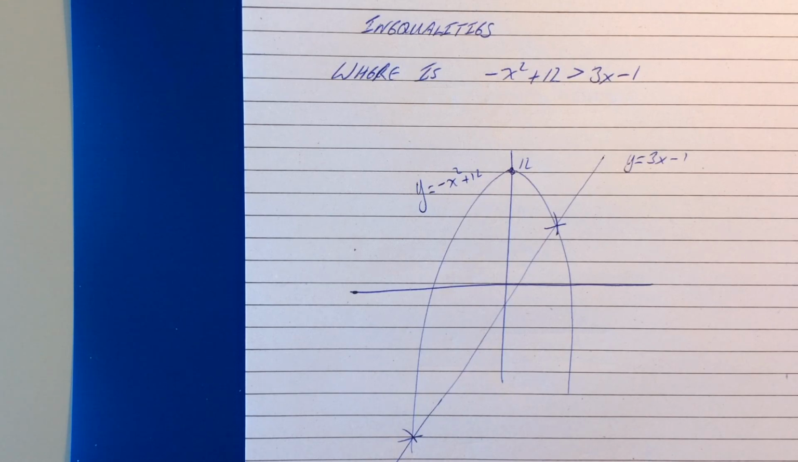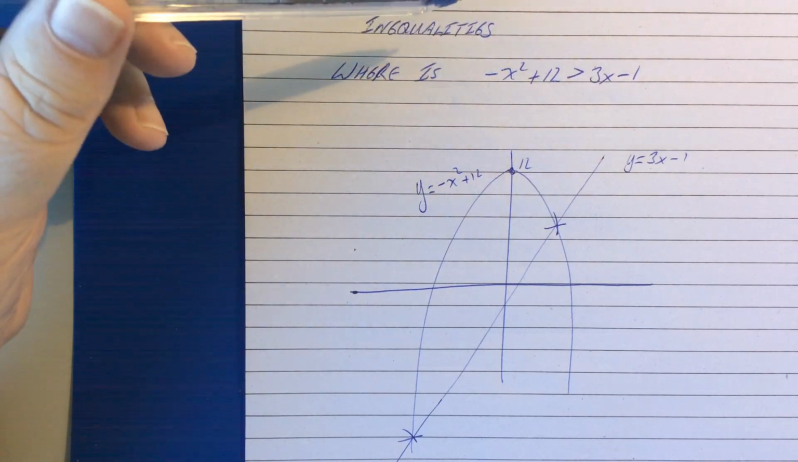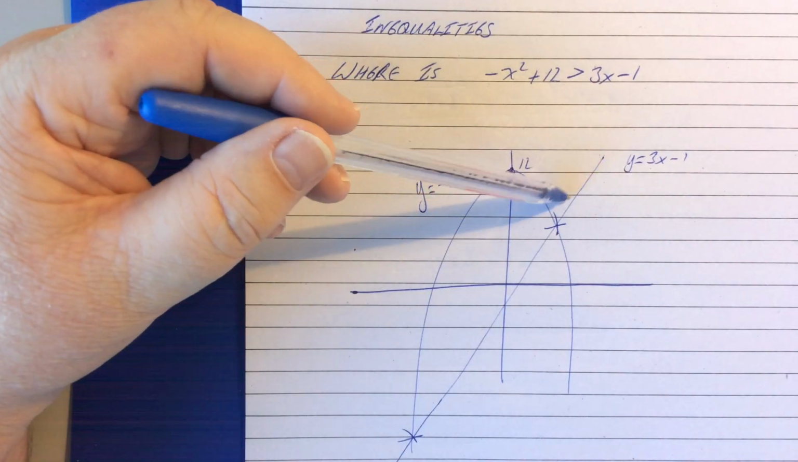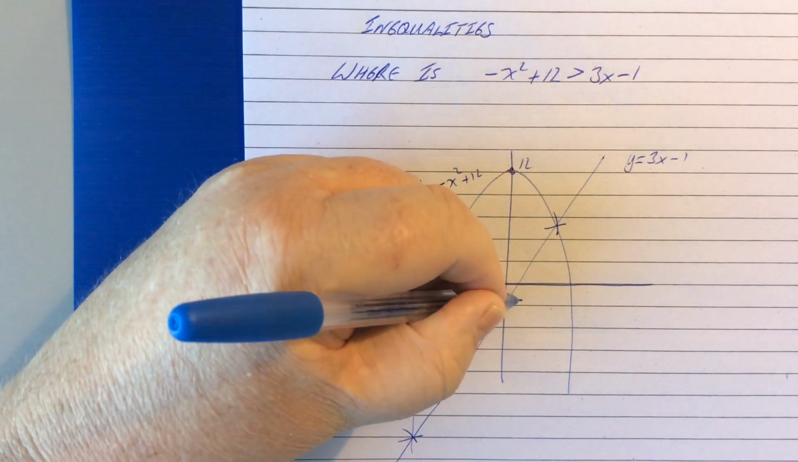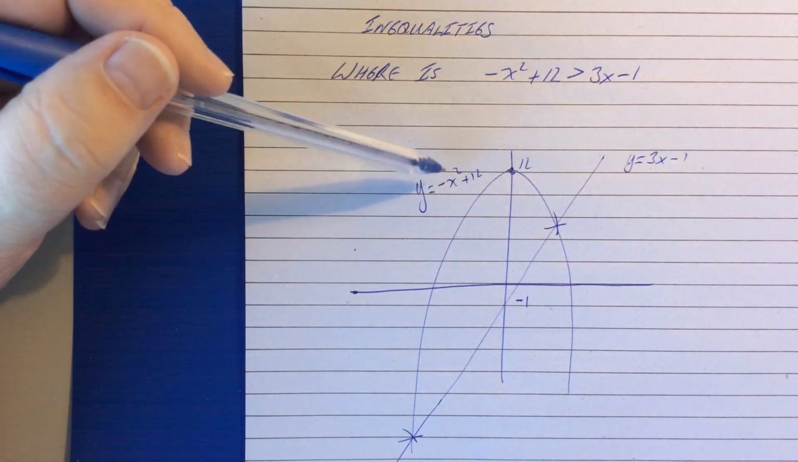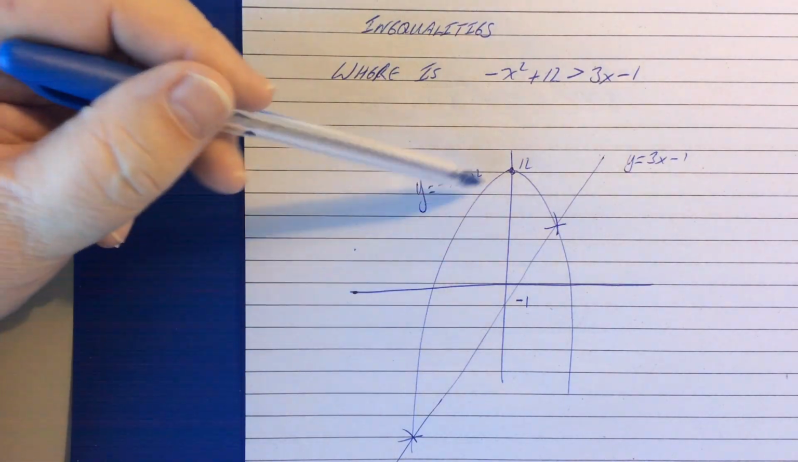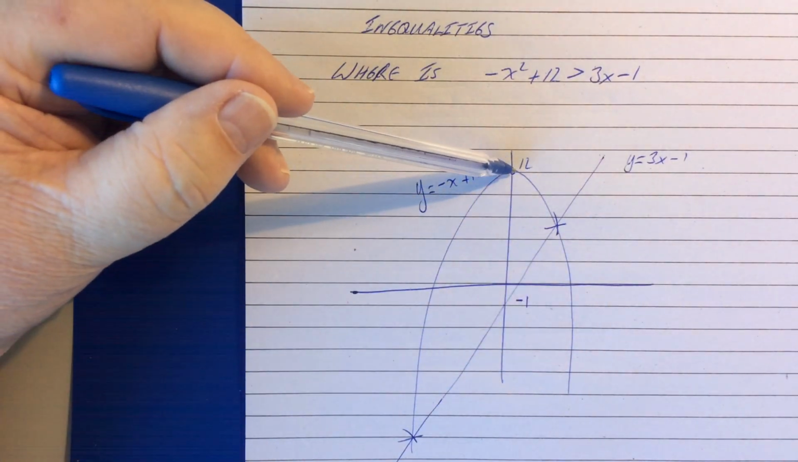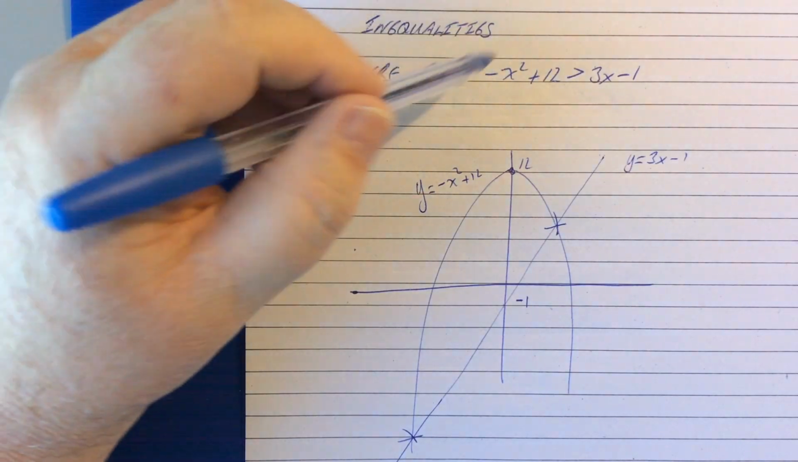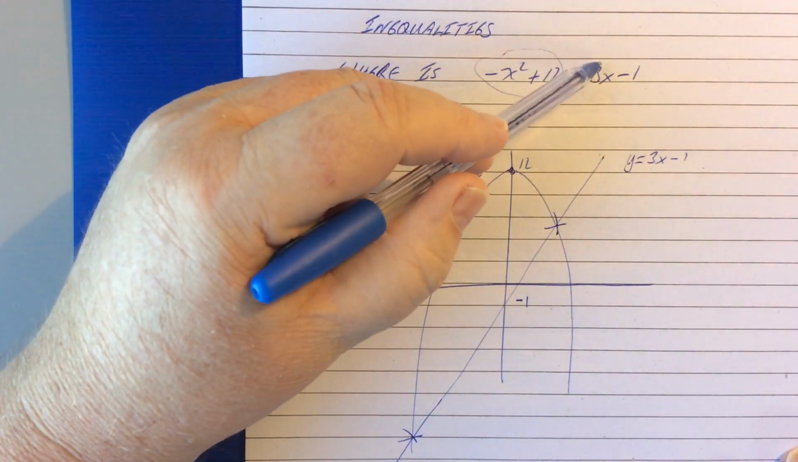The first thing I do anyway is I try, if I can, to render the inequalities as a graph. And so what I have here is the graph of y equals 3x minus 1. This point here is negative 1 on the y-axis, if that matters. And this is the graph of negative x squared plus 12. So it's an upside down parabola centered on the y-axis with a maximum height of 12. And what we're looking for is where this function is greater than this function.